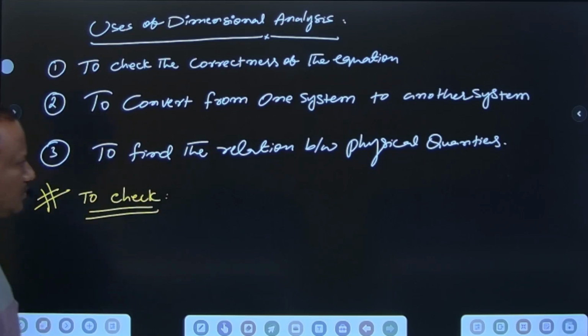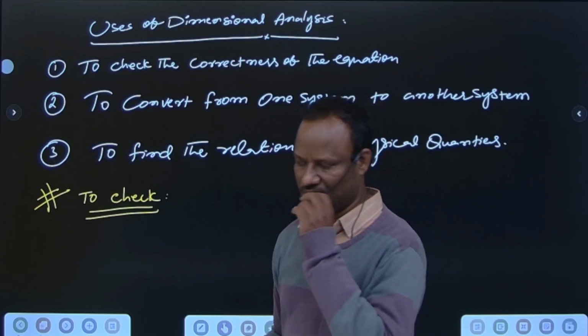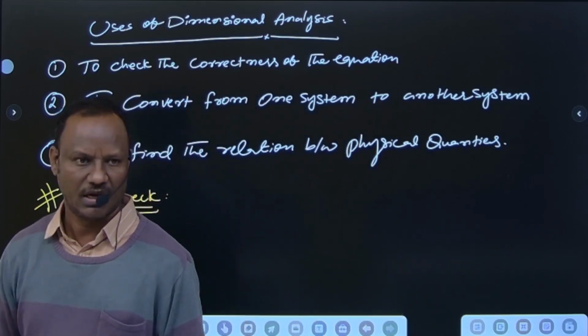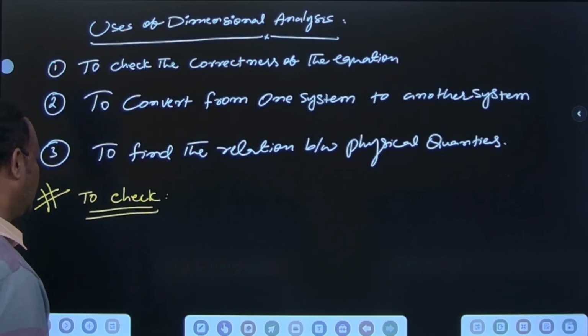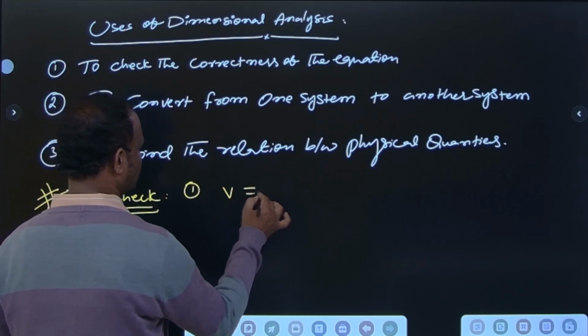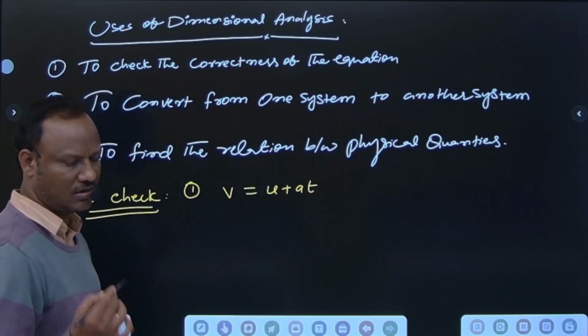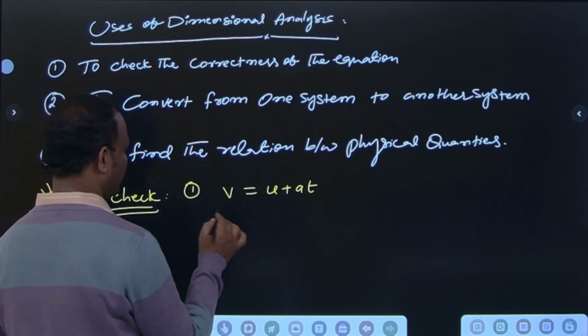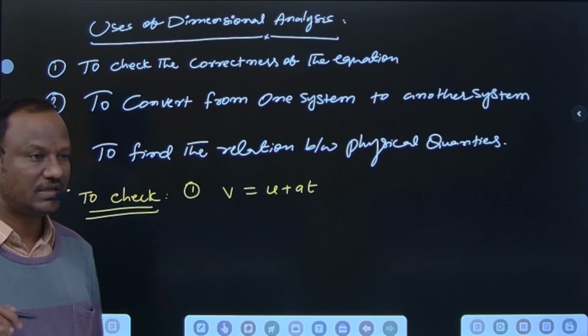First, take the equations of motion. S is equal to ut plus half at square. Otherwise, v square minus u square is equal to 2as. V is equal to u plus at. Anyone you can use. Sir, I want to check this: v is equal to u plus at. Is it dimensionally correct or wrong? Then what to do? The left hand side dimensional formula and the right hand side dimensional formula should be the same.